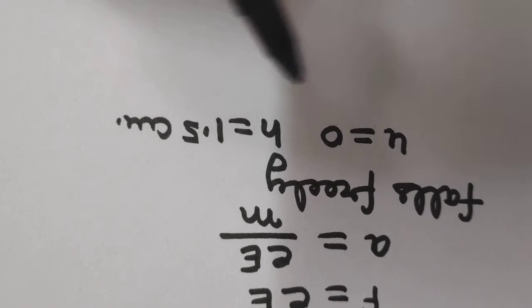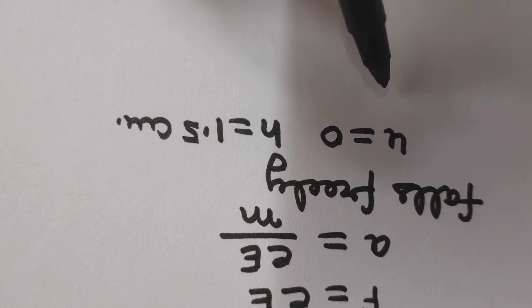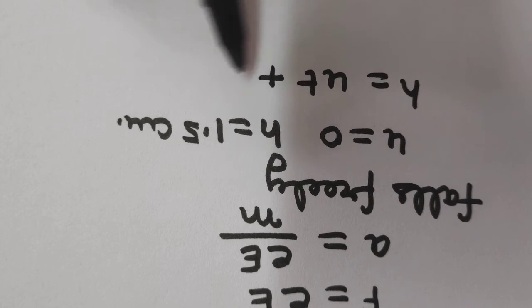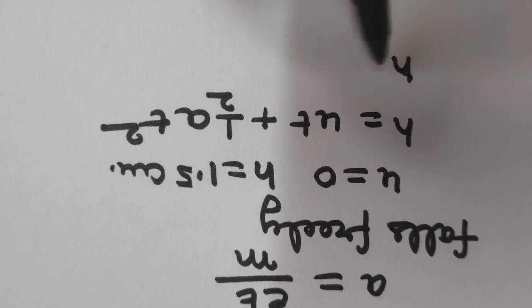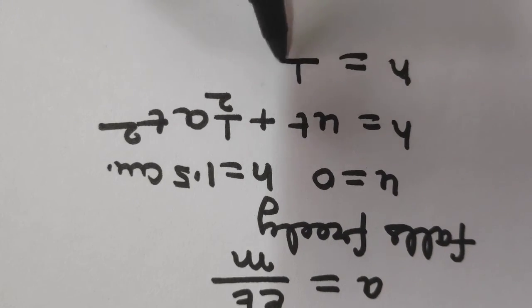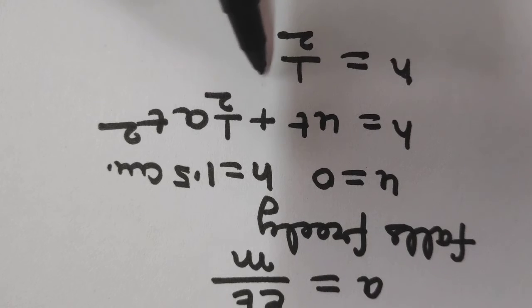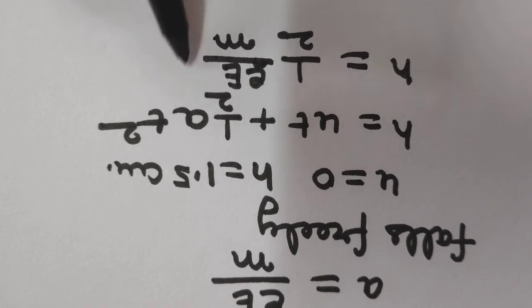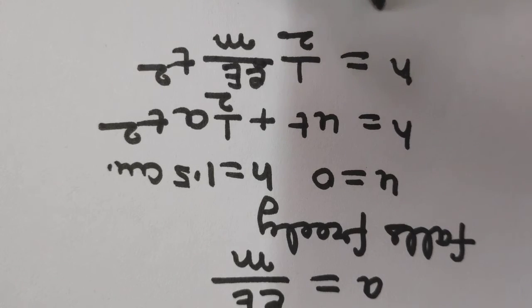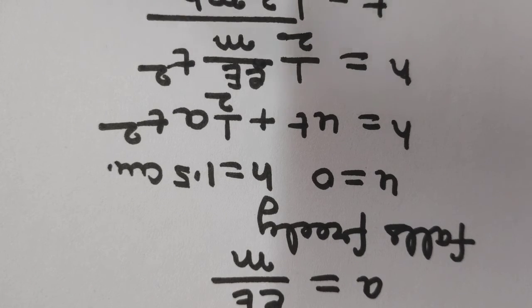Now according to the equation of motion, h equal to ut plus half at square. So h equal to 0 plus half, and in place of a we can write eE upon m, times t square. So t equal to under root 2 m h upon eE.